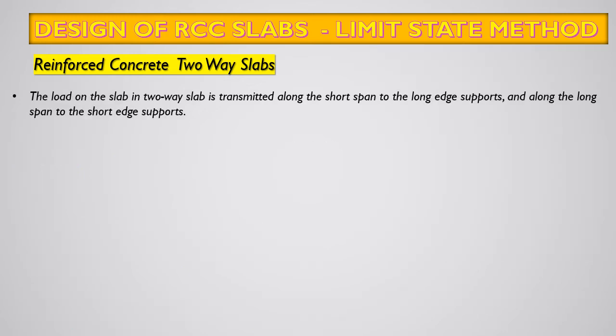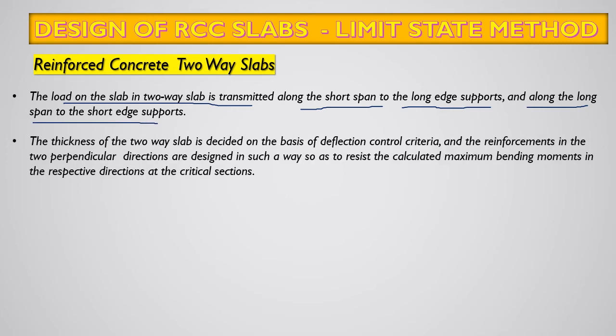Now let us understand how the load is transmitted in a two-way slab. The load on the slab is transmitted along the short span to the long edge supports, and along the long span to the short edge supports.